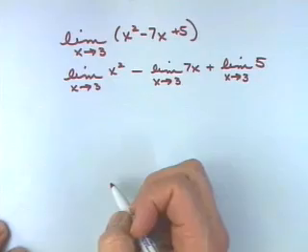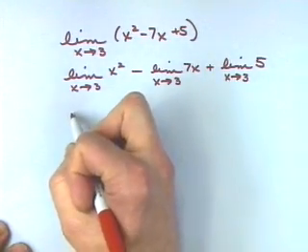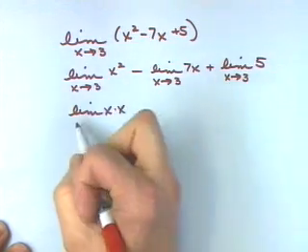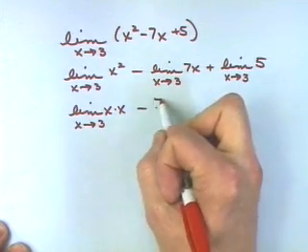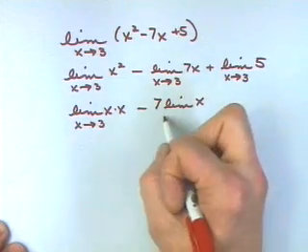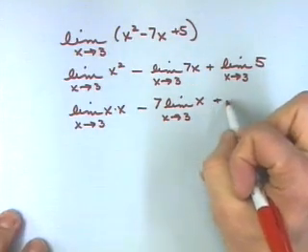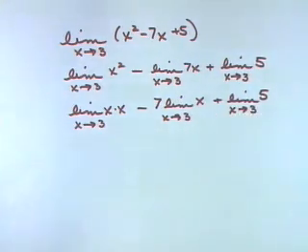The limit of x squared, we could think of that as x times x. This could be 7 times the limit of x. That's legal, right? According to one of the limit laws, we can take that coefficient and bring it out in front. The limit of 5 is the limit of a constant, so I'm just going to leave that alone. It doesn't matter what x approaches there, that last piece is 5.